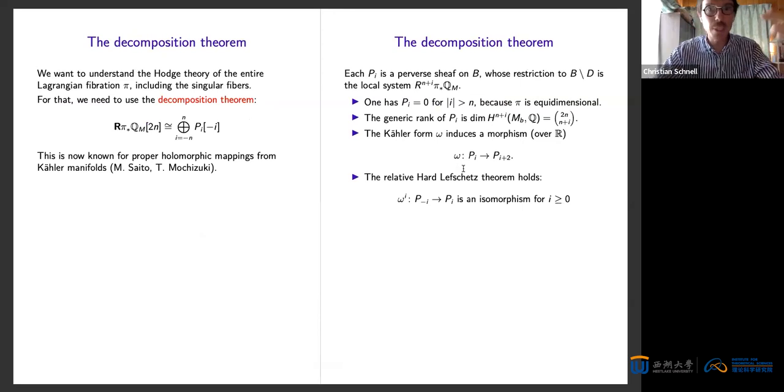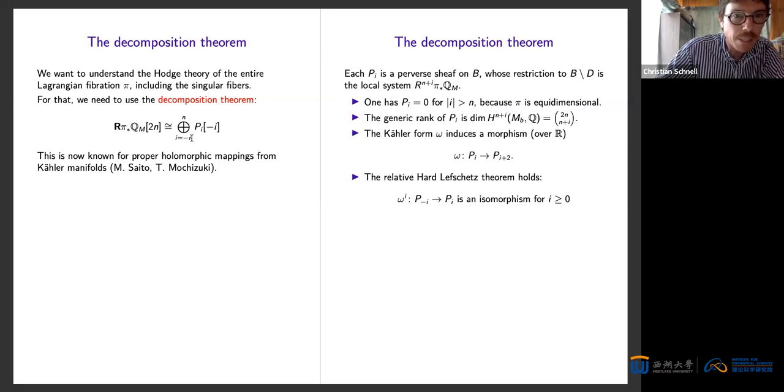And so what we want to do is study these P_i, these perverse sheaves that show up here. Each of these P_i is a perverse sheaf on the manifold B. The restriction to the smooth locus, to B minus D, is just the local system on the (n plus i)th cohomology of the fibers. The indexing here works in such a way that everything is normalized at 0. So the middle cohomology of the fibers is P_0. This is the R^n pi lower star of Q. And then you can go down all the way to the 0th cohomology of the fibers.